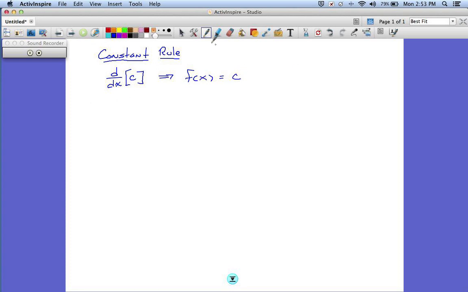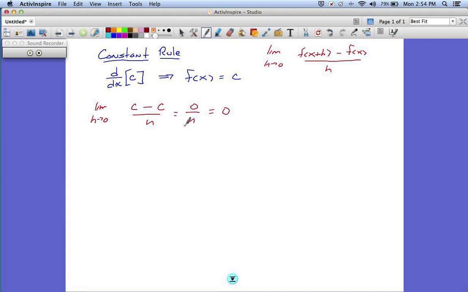So recall the limit definition. The limit as h approaches 0 of f of x plus h minus f of x all over h is equal to the derivative, the slope of a tangent line. So if we apply that definition here, we have the limit as h approaches 0 of f of x plus h. Well, this is a constant, so f of x plus h does not change it. It's still a constant minus the original function, which is that same constant over h. And we get 0 over h, which is equal to 0.